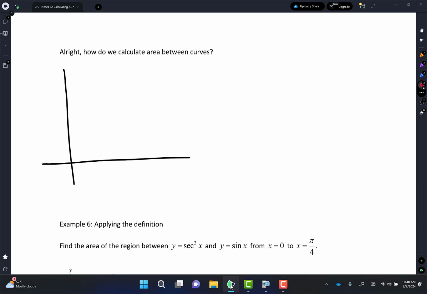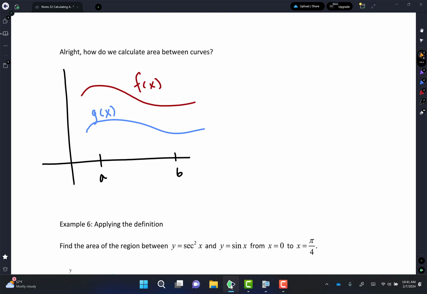I'm going to draw two curves. I'm going to call that curve f of x, and this curve g of x. I'm going to go A, B. I haven't done anything crazy. I want the area in between those curves, in burnt orange. Do you guys see that?